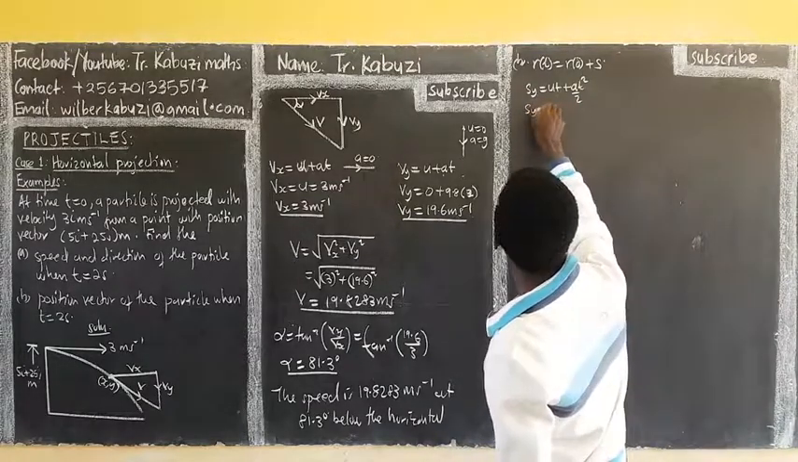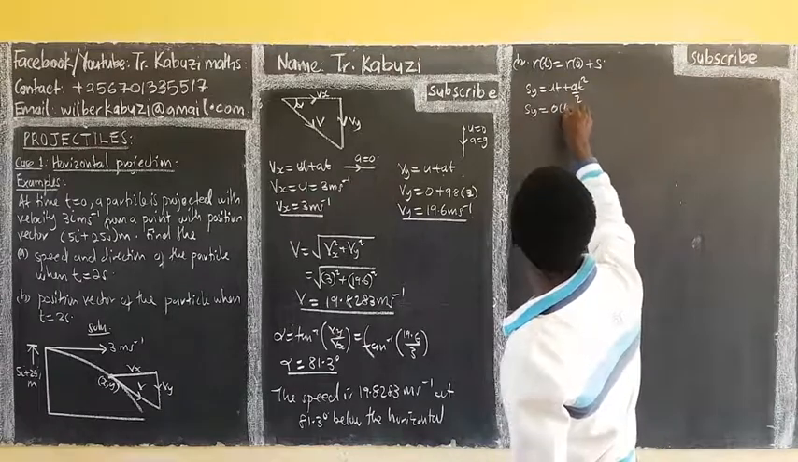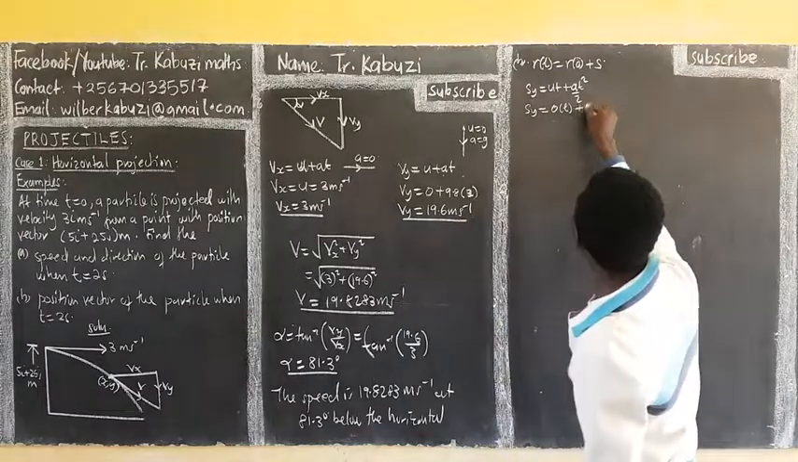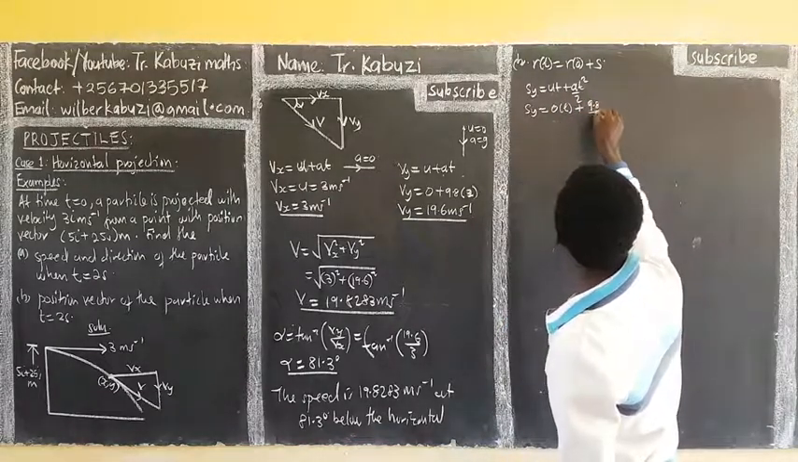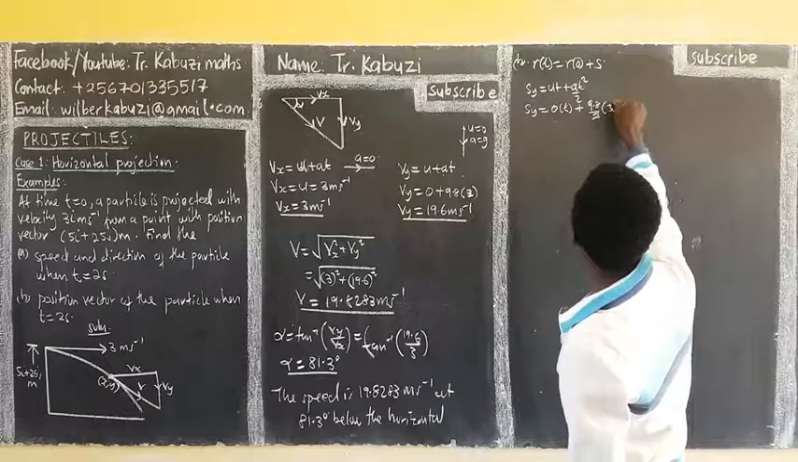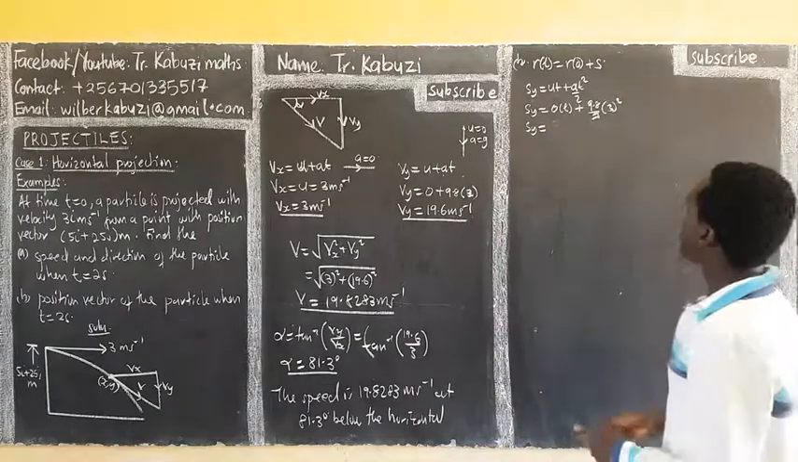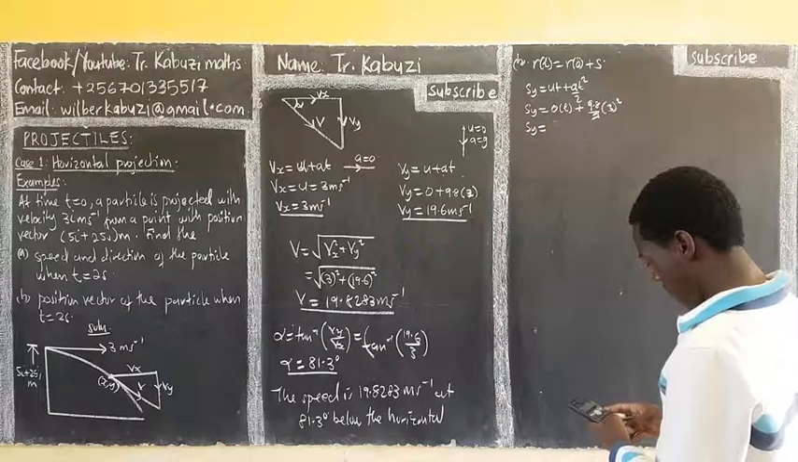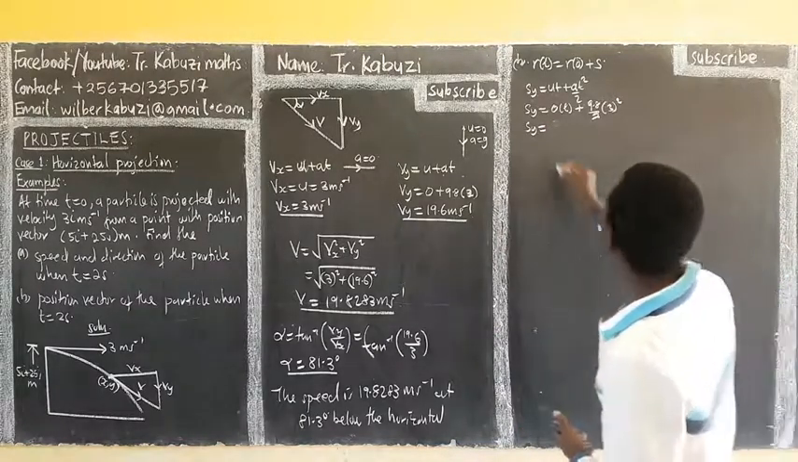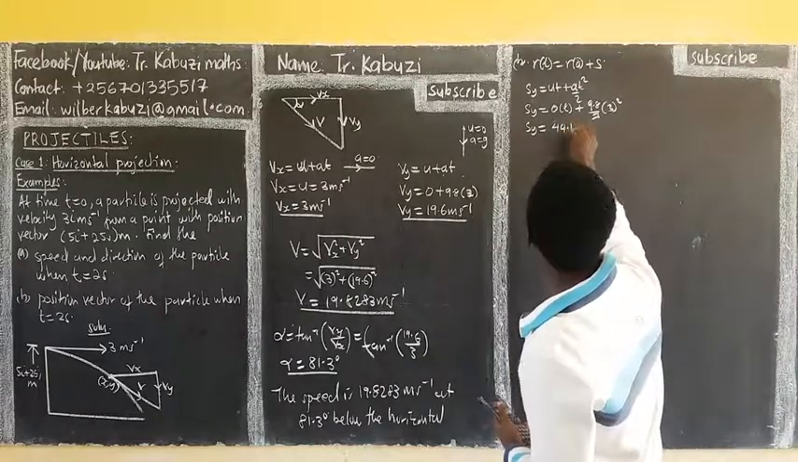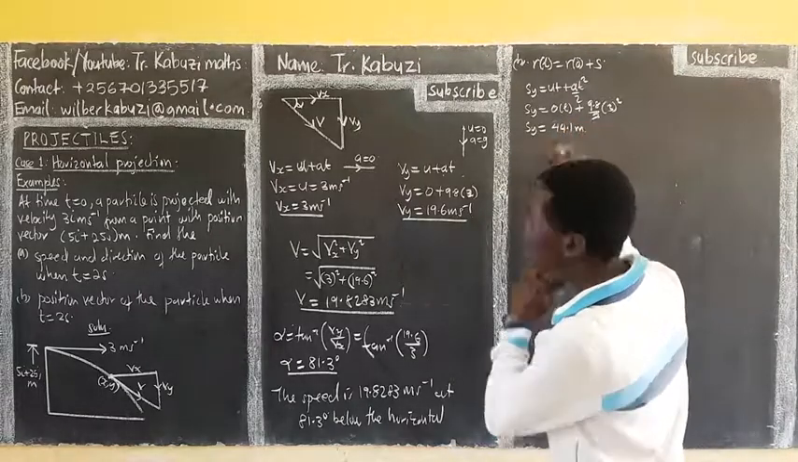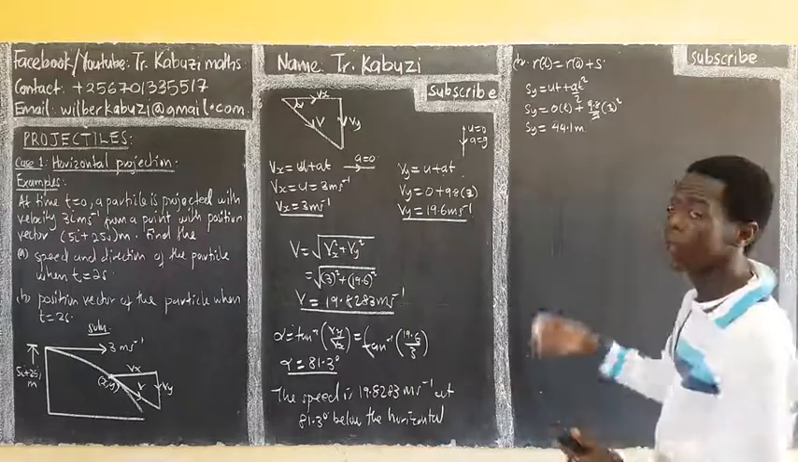Whenever we have the vertical motion, our u is 0. So our S_y now will be 0 into t, then plus 9.8 over 2 into 3 squared. So from there our S_y is going to be 4.9 times 9, which is 44.1 meters. So this was for the one which we have calculated for Y.